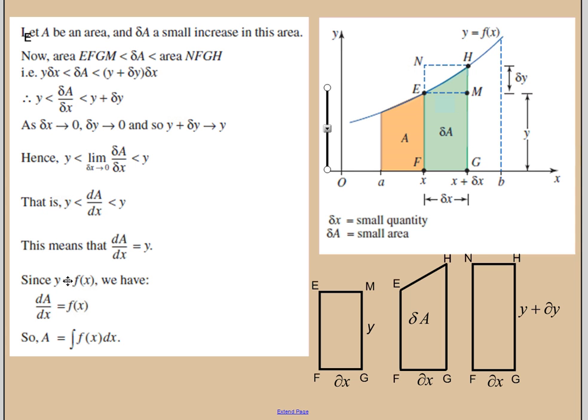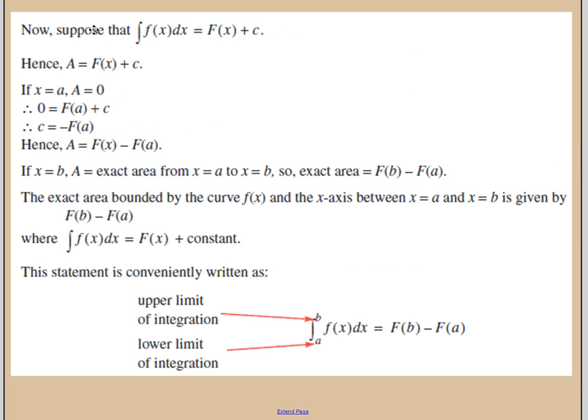Since y is equal to f of x, that was the equation of the curve, we can write that dA/dx is equal to f of x. So when we take the antiderivative, we can write that A is equal to the integral of f of x dx. Capital F of x means it's the antiderivative of f of x, and it's equal to a constant. So the area is equal to F of x plus c.